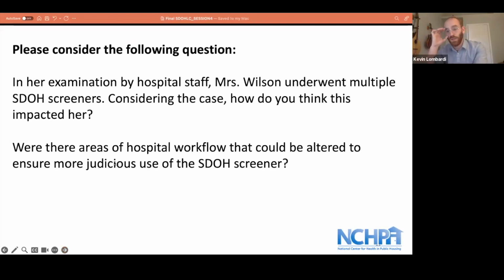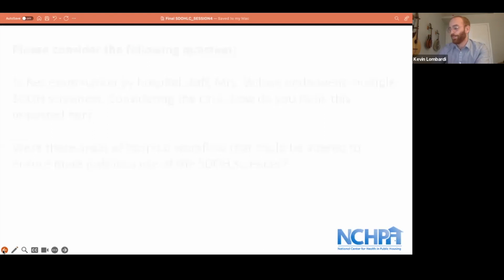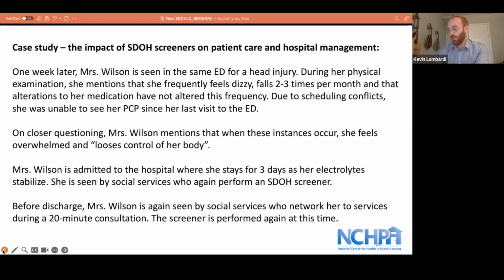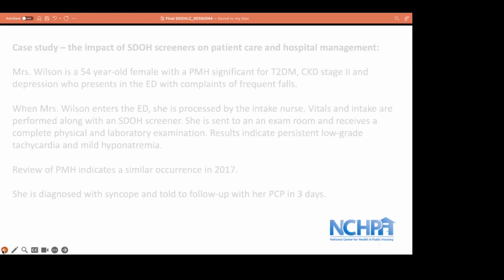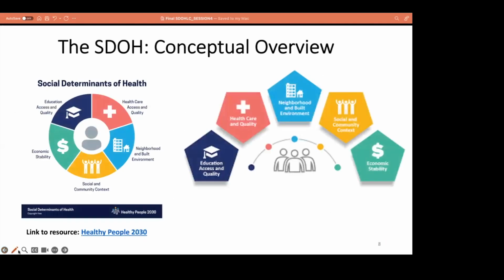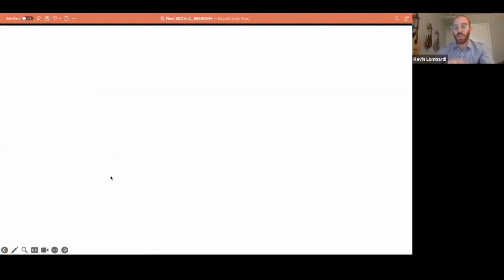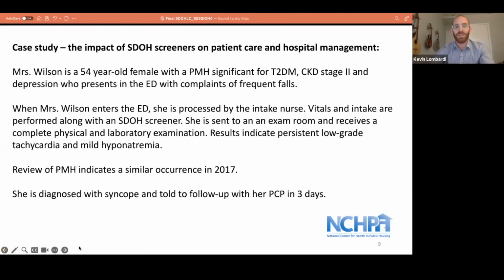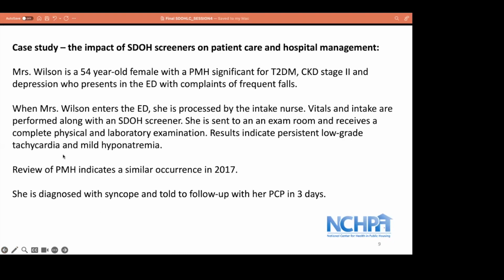Fide, as we're going through the case, could you cycle through the first and second slides so our participants can see the details? Thank you. Just the 2 slides. Yes.